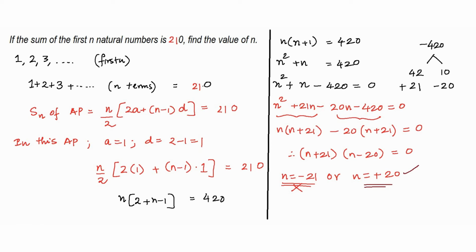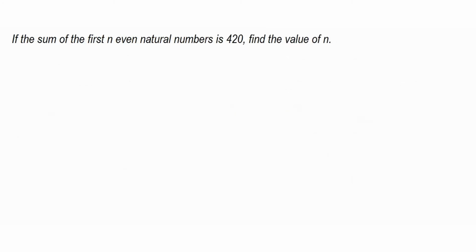Moving on to the next question. Let us consider the following question. If the sum of the first n even natural numbers is 420. So we have n even natural numbers. Natural numbers begin from 1, but 1 is not even. So the first even natural number is 2. So it's given that 2 plus 4 plus 6, continuing this for n terms, this sum is equal to 420.